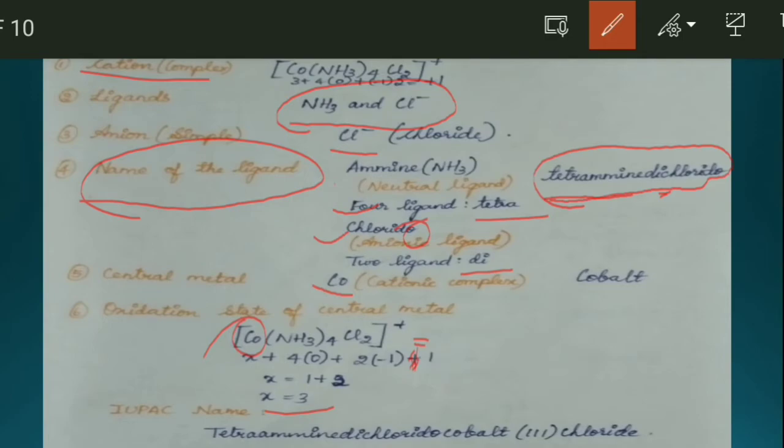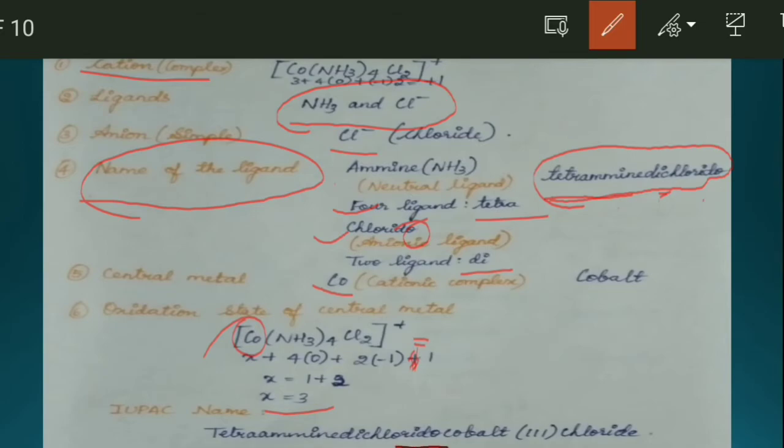Here the cation is the complex. So, tetraamine, both the ligands are present in the complex. So, we are going to name it as tetraamine dichlorido.